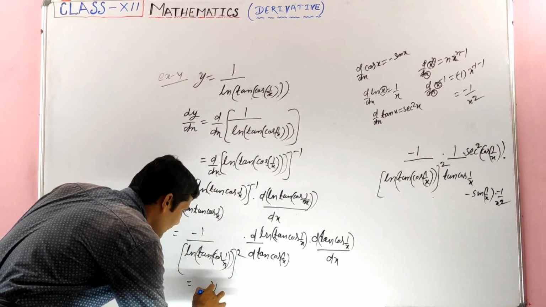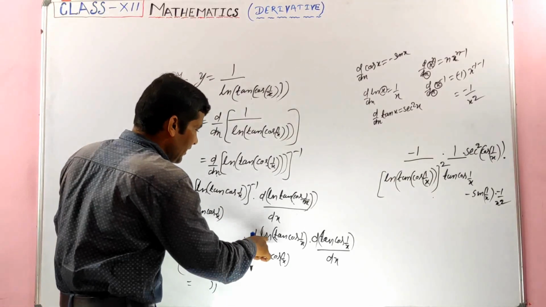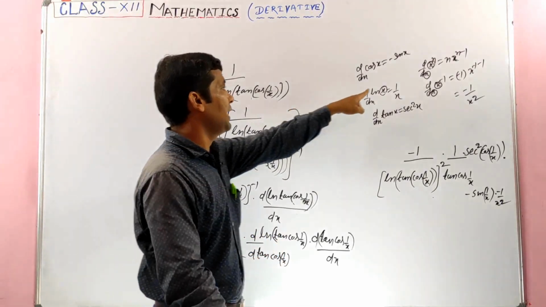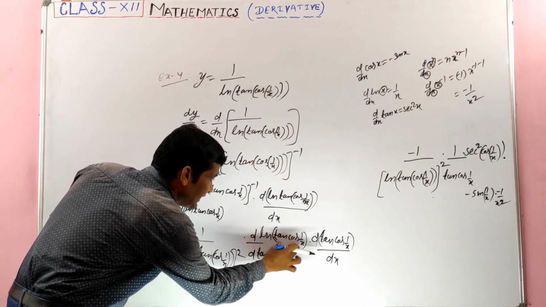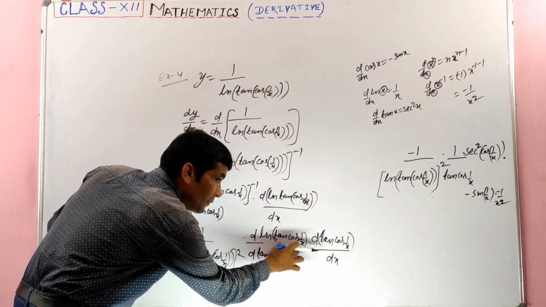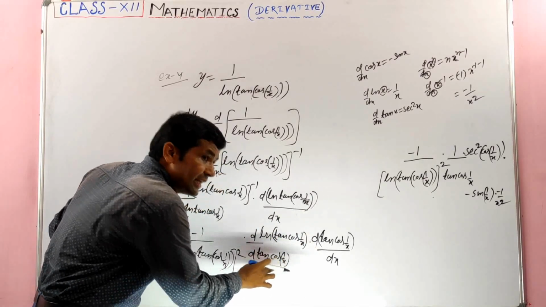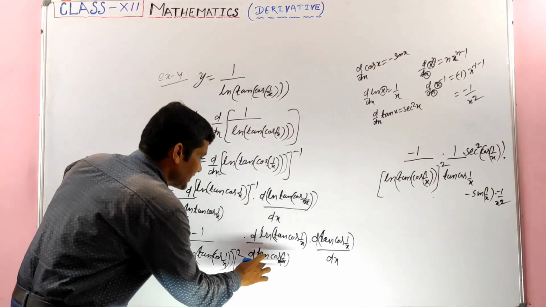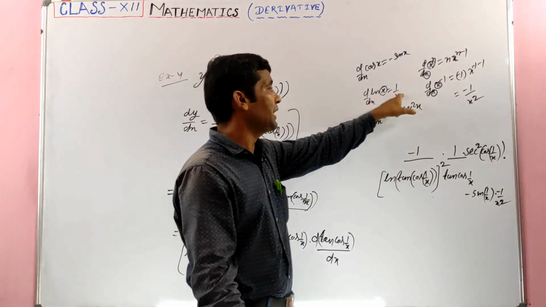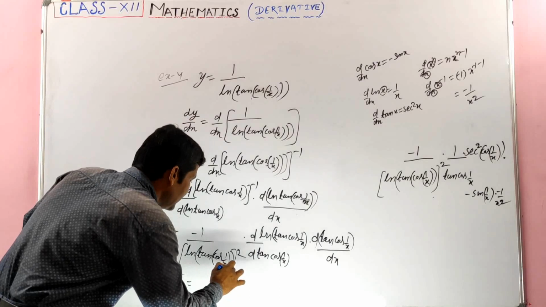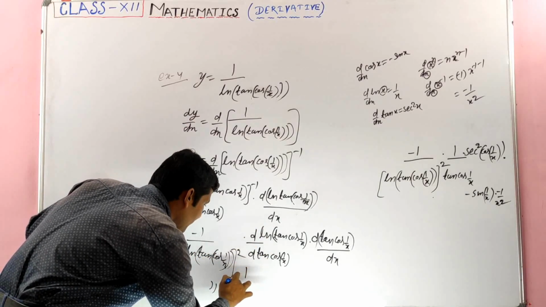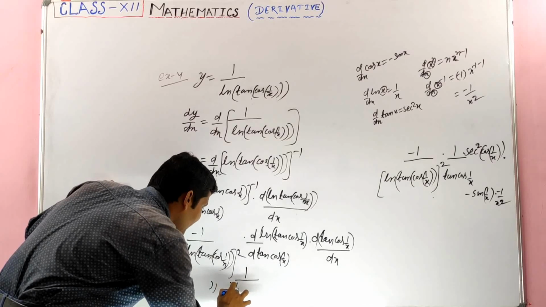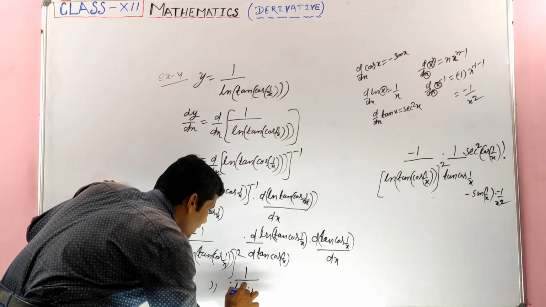This remains as it is. Now, ln of something: apply the formula. The derivative of ln of something is 1 by something, because in this part the ln something is in the denominator, and d of something, they are the same. They are the same, which means the formula is applicable. So this part remains as it is, and ln of something is 1 by something, 1 by tan cos 1 by x.